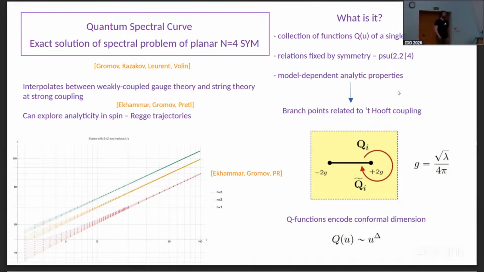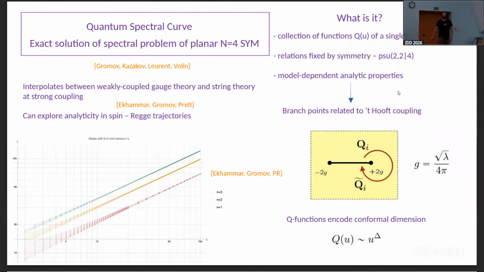In N=4 super Yang-Mills, this is PSU(2,2|4). And you also have very special model-dependent analytic properties. These functions have some branch points, and the locations of these branch points are related to the 't Hooft coupling of the theory. Once you solve all of these functional relations with the required analytic properties, you can actually read off the conformal dimension of whatever state you're looking at.